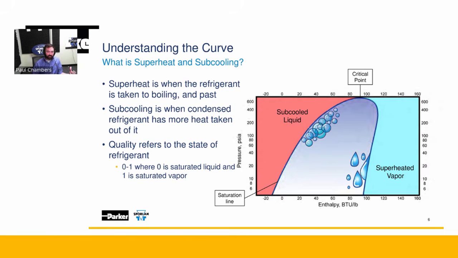We have bubbles on the left, which we refer to as the bubble point, and you'd use the bubble point if you're calculating subcooling. The dew point is where the liquids are forming on the right, the droplets. That would be where you calculate your superheat.